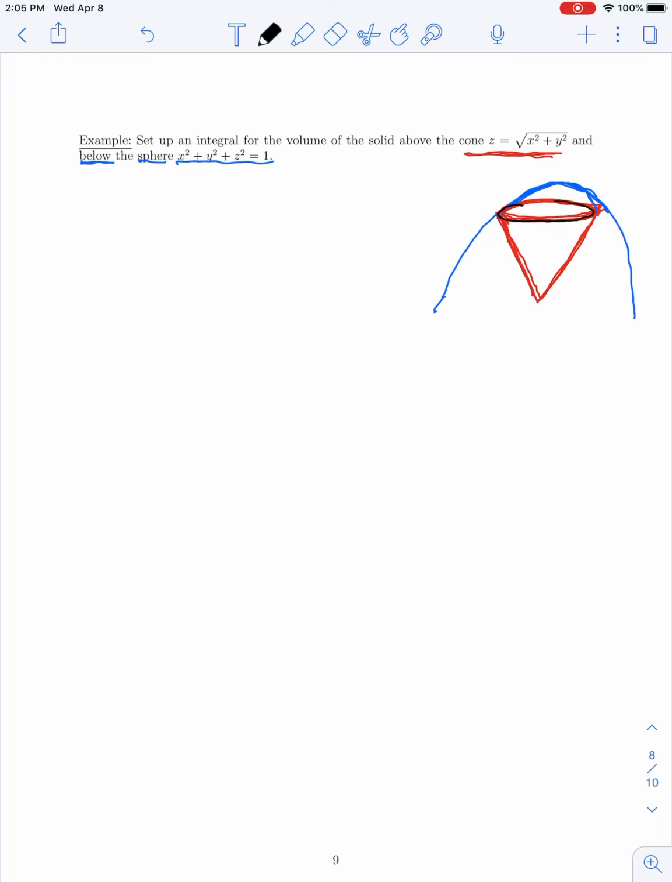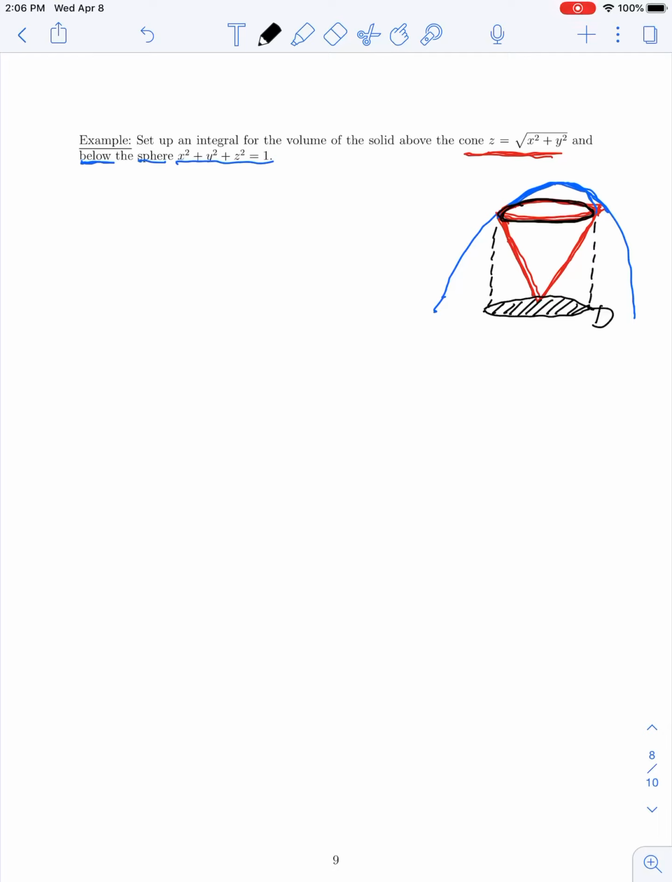We see it looks like they intersect in a circle, but what is the equation for this circle? Because if we project that circle down onto the xy plane, we see that this disk is going to be our region of integration for this double integral.